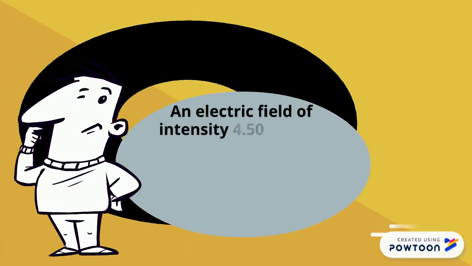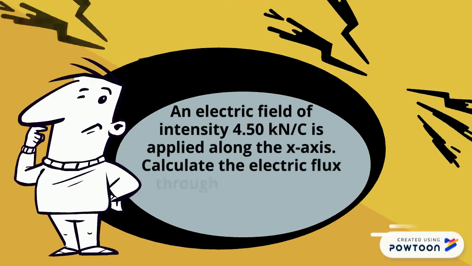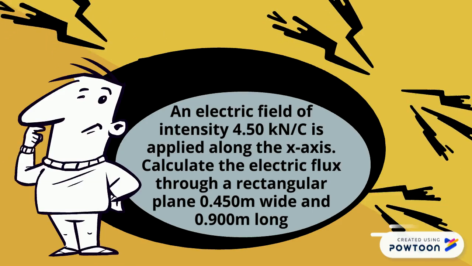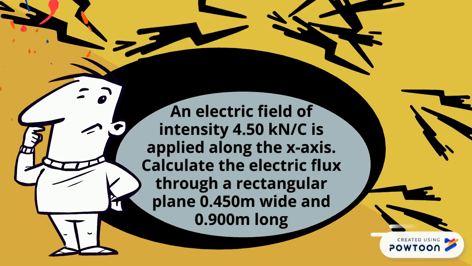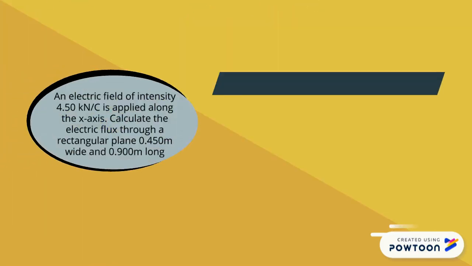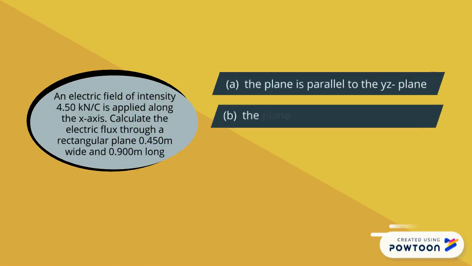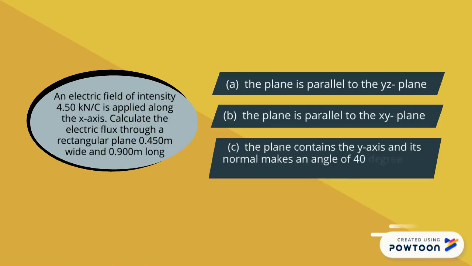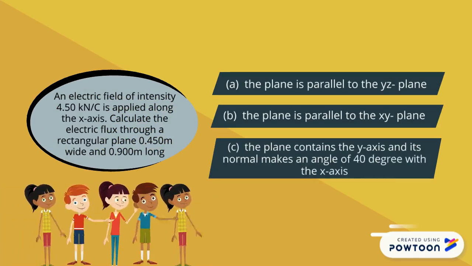An electric field of intensity 4.50 kN per coulomb is applied along the x-axis. Calculate the electric flux through a rectangular plane 0.450 meter wide and 0.900 meter long. If the plane is parallel to the YZ plane, if the plane is parallel to the XY plane, and if the plane contains the y-axis and its normal makes an angle of 40 degrees with the x-axis.